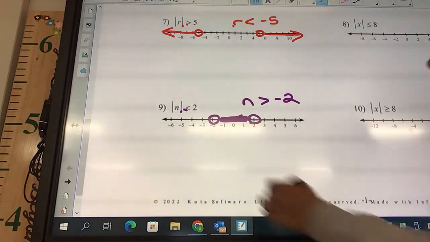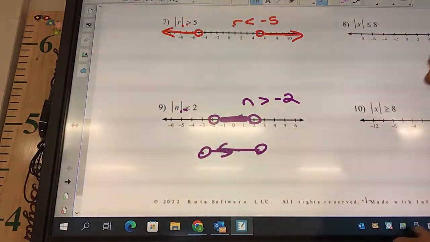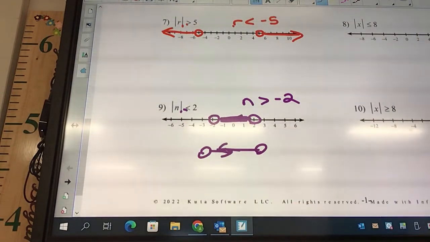Okay, don't draw me like this with two little arrows. Don't do that, okay? Color it shaded in the way it's supposed to be. Make it look nice and pretty.